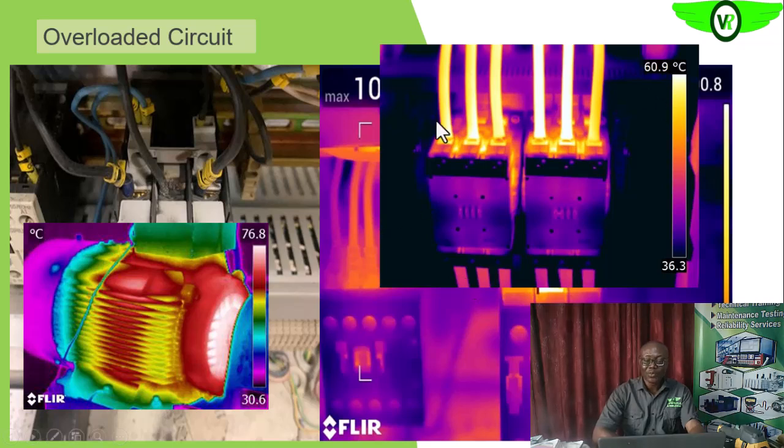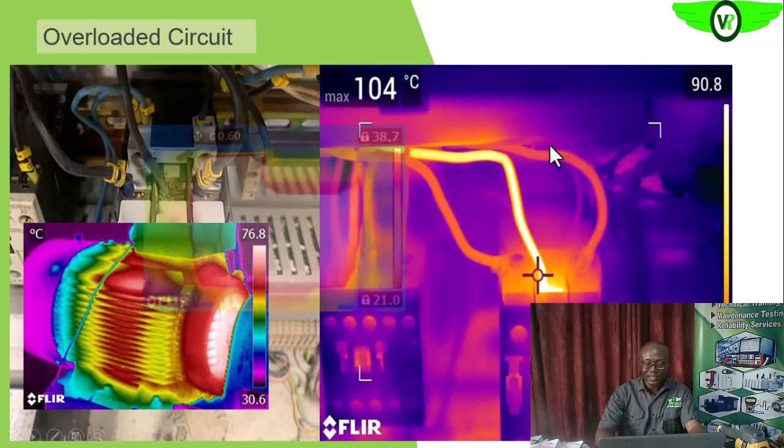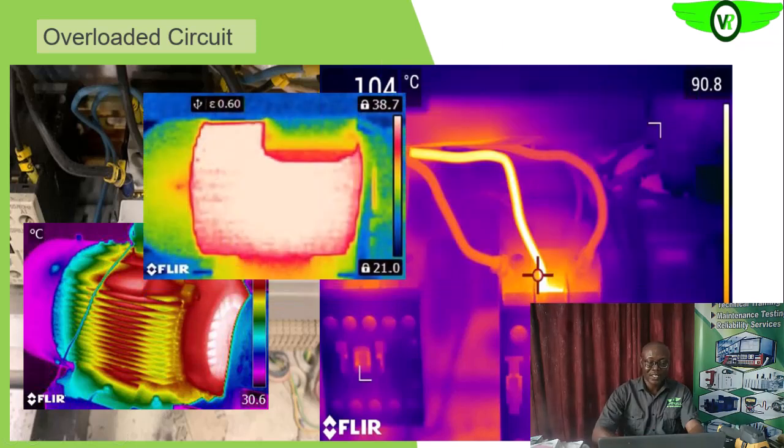Once you see something like this, it means that the line is overloaded. So this is a thermogram of an overloaded motor. You see it? You cannot see this temperature gradient here. It's even possible that the fan has failed. So you will not see this temperature gradient here.